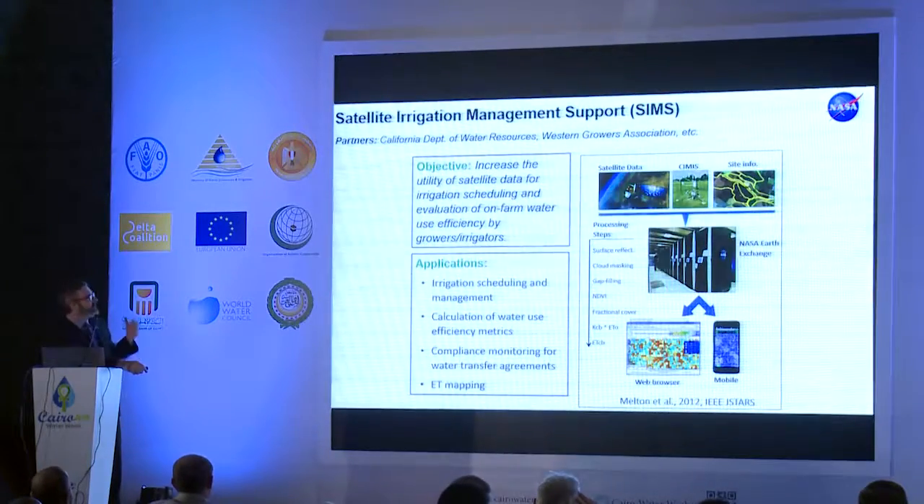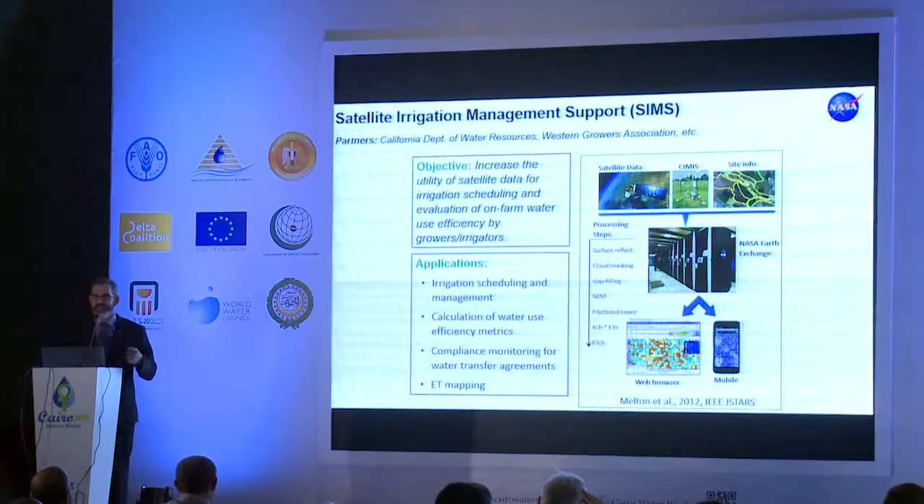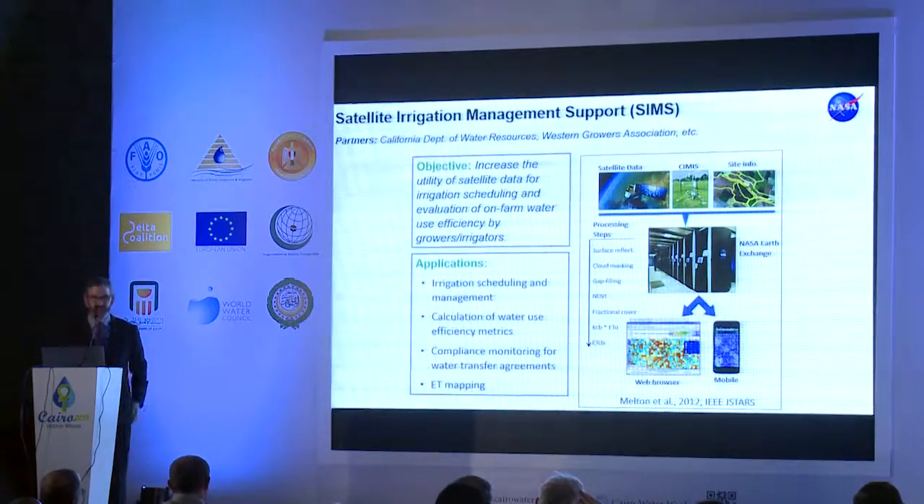NASA is working with satellite irrigation management support, and there's a project called SIMS, and they're working with the California Department of Water Resources and the Water Growers Association in California. The idea here is to take near real-time observations and estimates of evapotranspiration and water use and water demand from plants and provide them to a cell phone for local farmers.